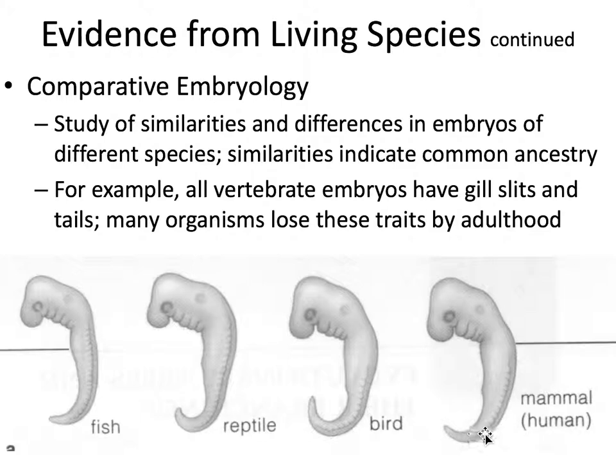We also used to have a tail, which disappears during embryonic development. So that's very strange, and it indicates that we're closely related to each other, even though we look very different as adults.